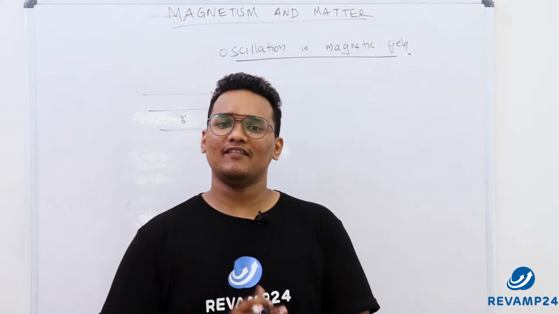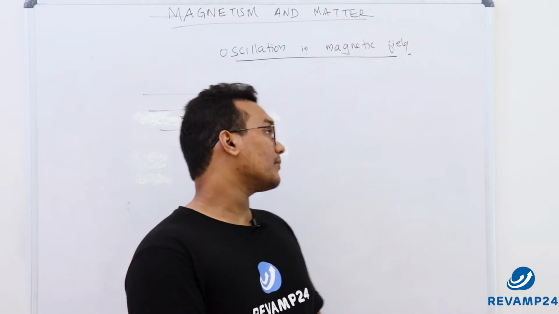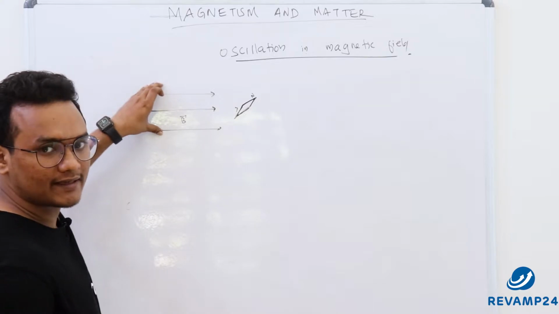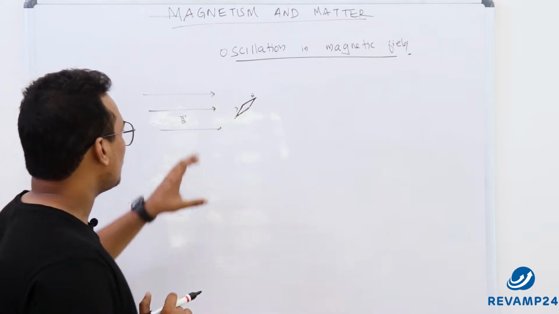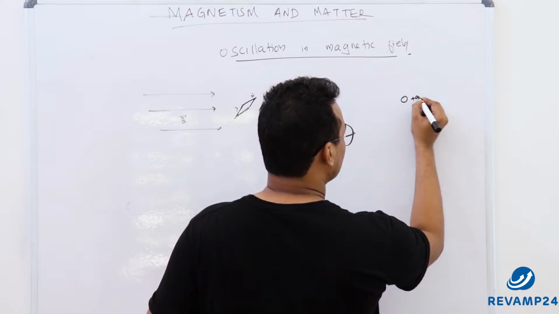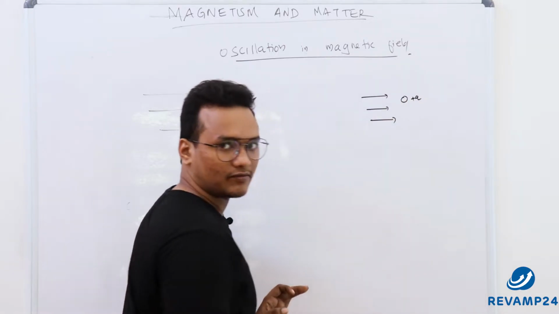In this video, I will explain the oscillation of a magnet in a magnetic field. So let's say we have a magnet in this way and kept in a magnetic field. First I will explain what will happen when a positive charge is kept in an electric field. It will experience a force, right?